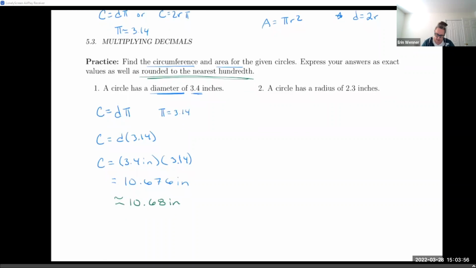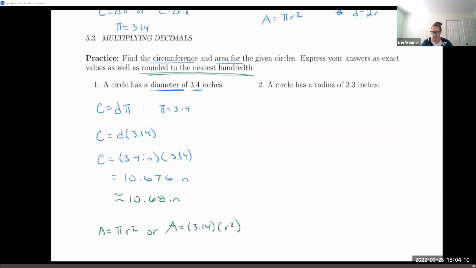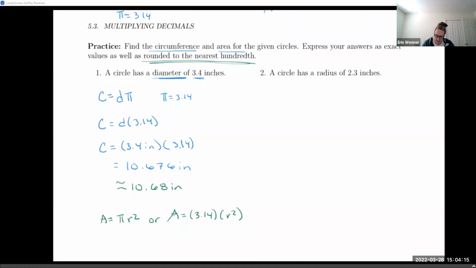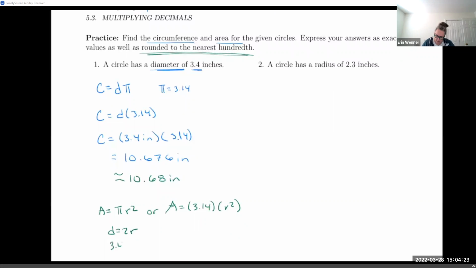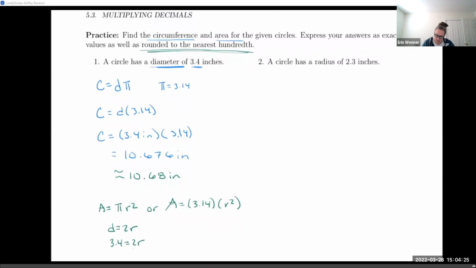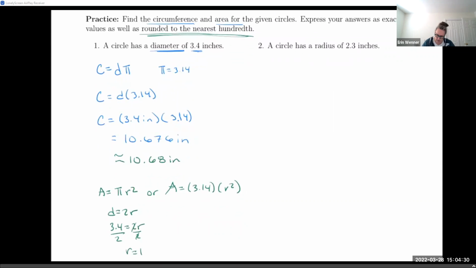The second part is we need to find the area. Now the area is pi times the radius squared, or in this case, the area is 3.14 times the radius squared. But we don't have a radius, we have a diameter, right? So we need to remember the fact that the diameter is 2 times the radius. So if we know our diameter is 3.4, we can then divide by 2, and we get a radius of 1.7.